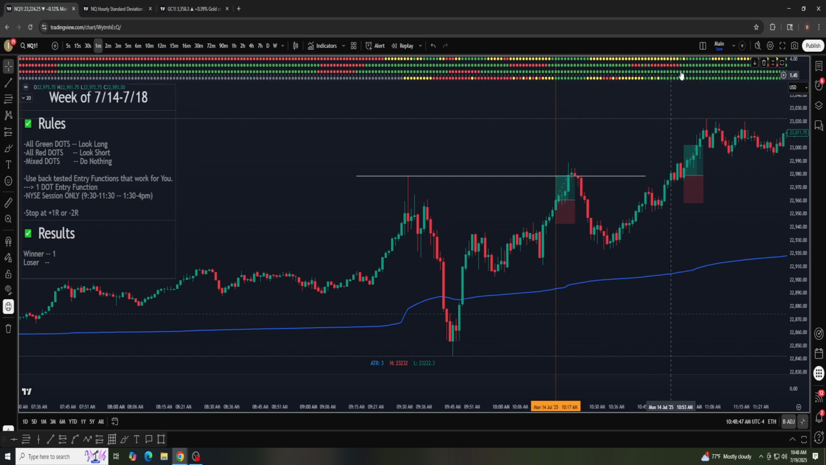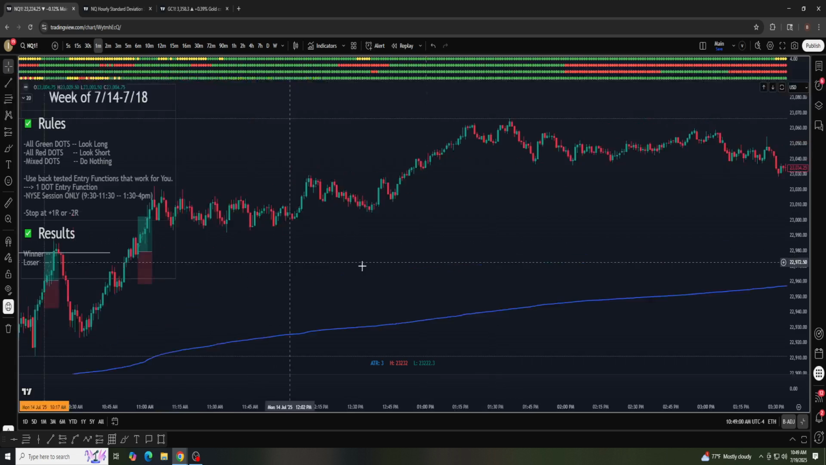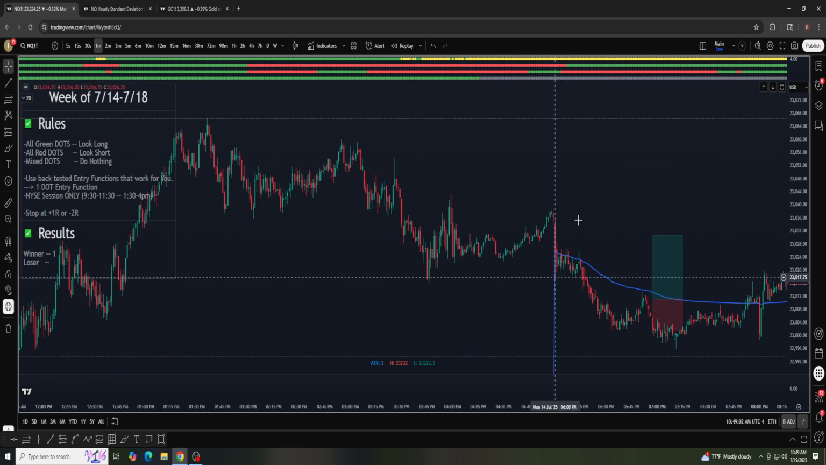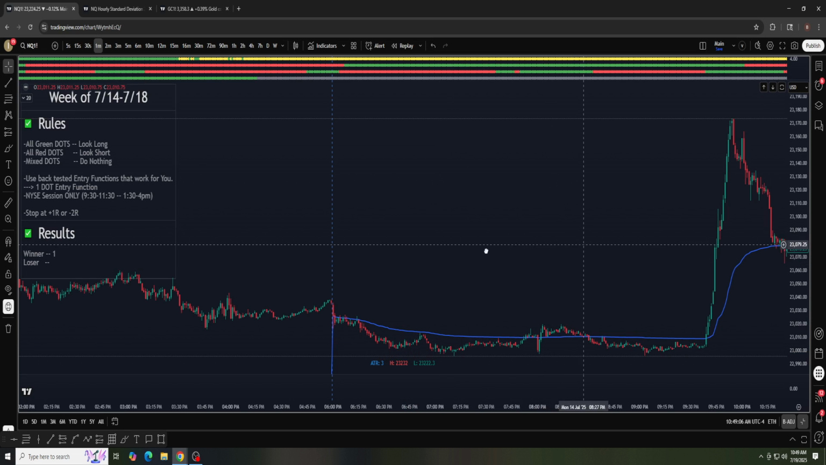Dots get mixed. Then right here, dots fire all green. And then once again, I think the ATR was about 21 points. So risk 21 to make 21. And that's good and great. So Monday was a winner, 1R.